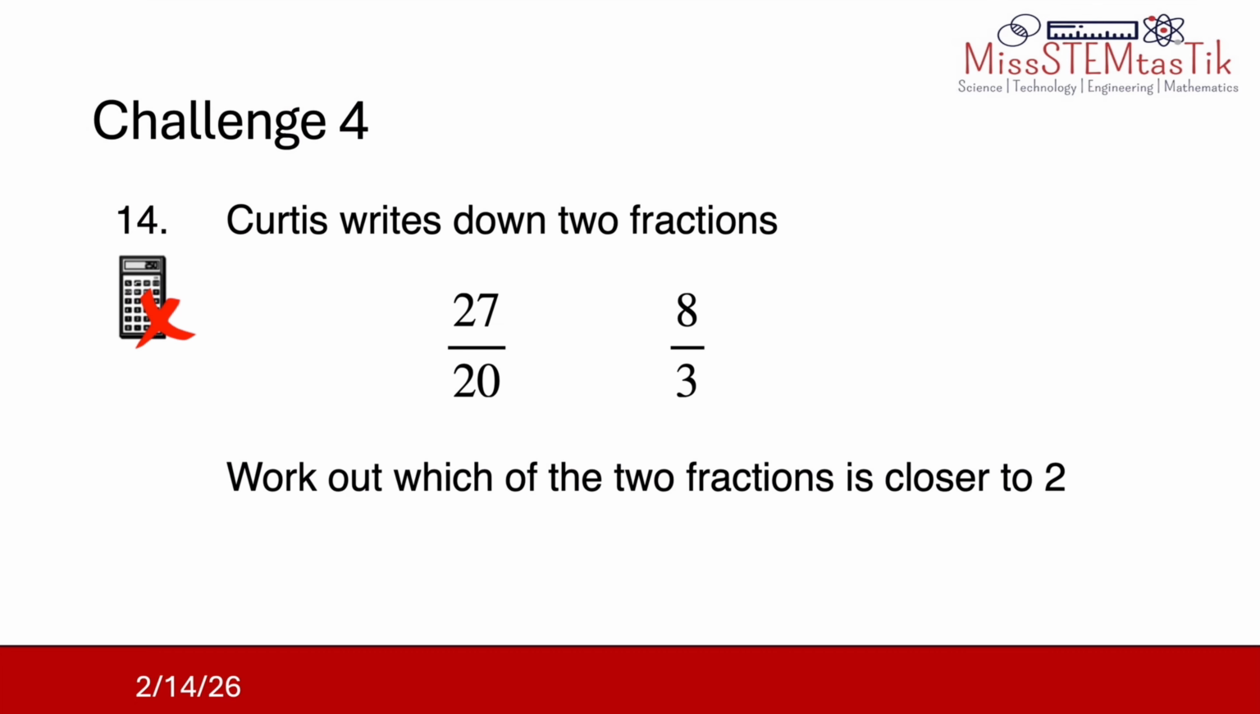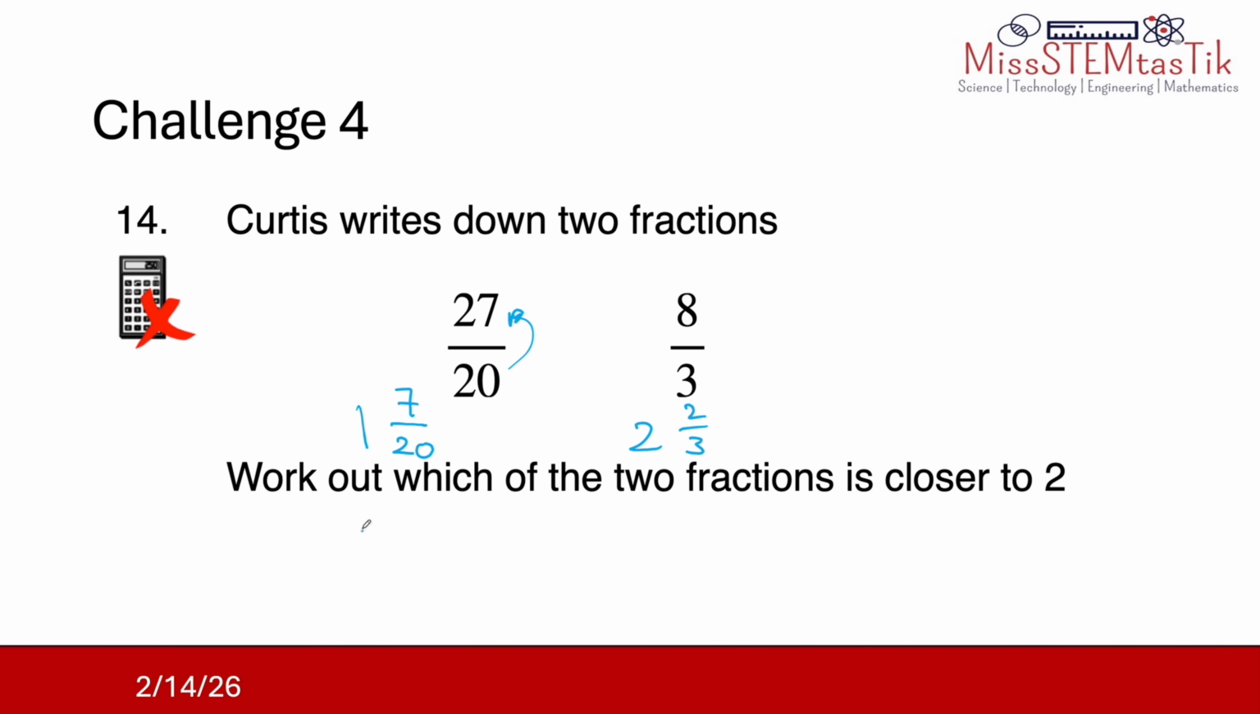Curtis writes down two fractions, 27/20 and 8/3. Work out which of the two fractions is closer to 2. Now I am going to change these two fractions into mixed fractions. So how many 20s fit into 27 is 1, and we have 7/20 left over. How many 3s can we fit into 8? There's 2 3s that we can fit into 8, and then we have 2 thirds left over.